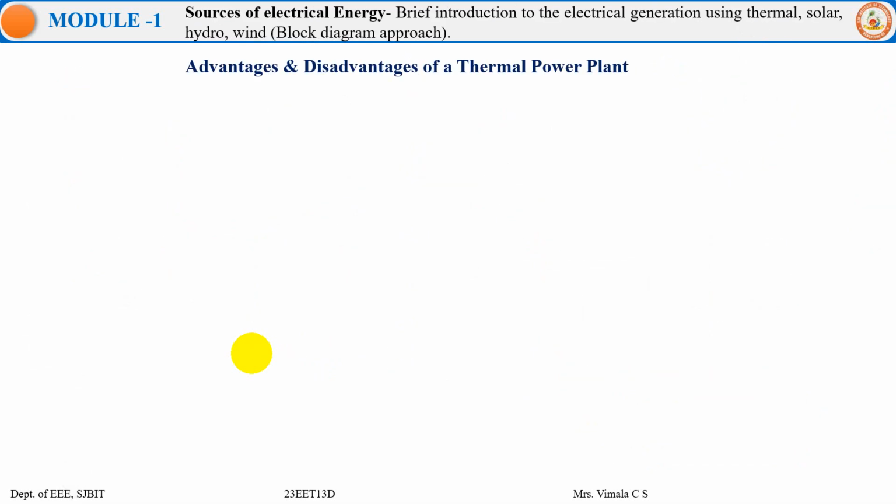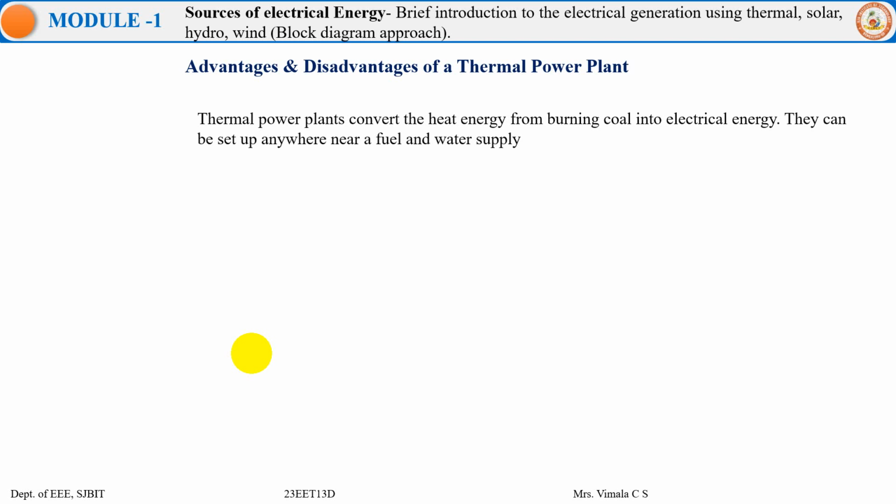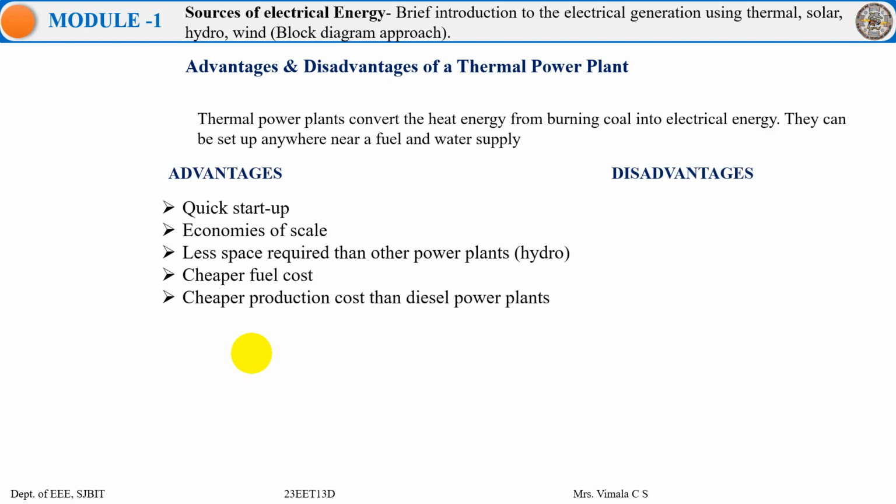So advantages and disadvantages of thermal power plant: a thermal power plant converts the heat from burning coal into electrical energy. They can be set up anywhere near a fuel and water supply. Advantages include quick startup, economies of scale, less space required than any other power plant, and cheapest fuel cost, where coal is very cheap comparatively to other resources, except hydro. Also cheaper production cost than diesel power plants.